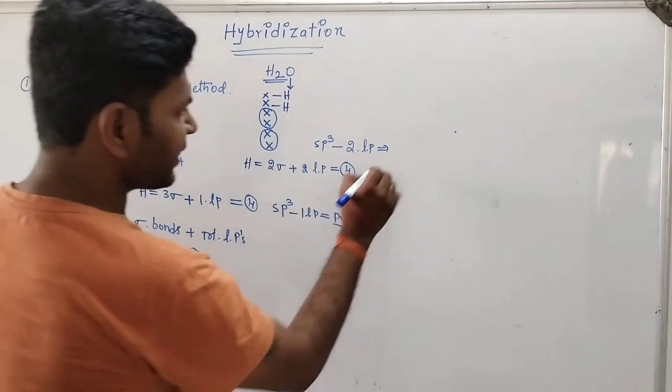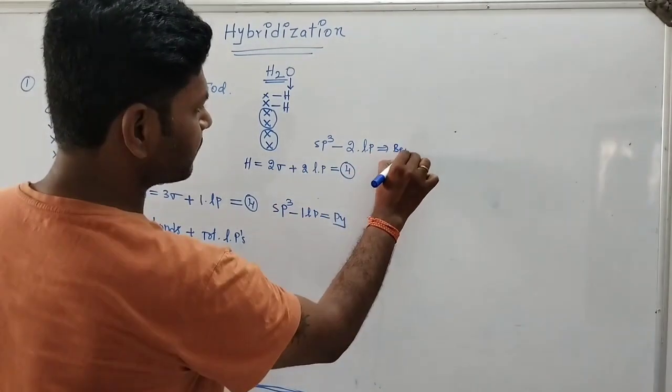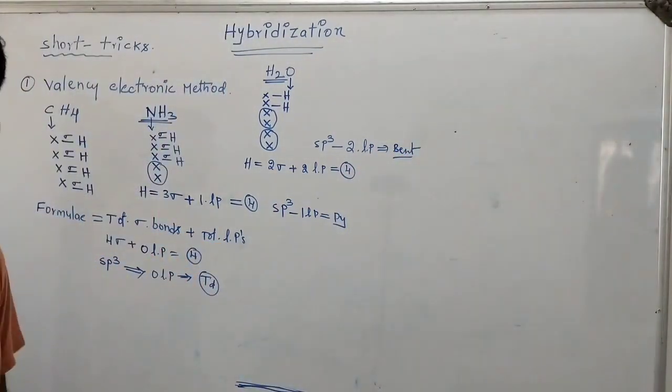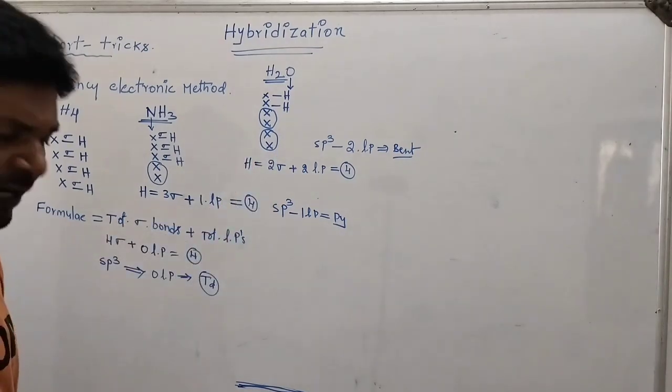So the respective geometry is what? Bent. The respective geometry is bent. So like that we need to find out.